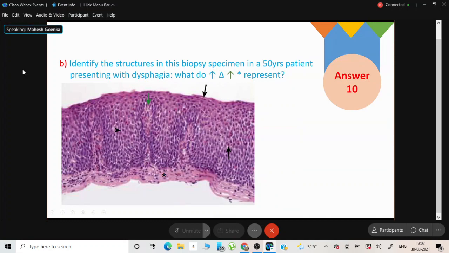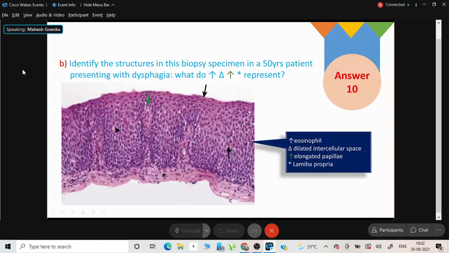Now this has 4 findings, and even if you answer, all 4 may not carry equal marks. Obviously this is a patient with eosinophilic esophagitis, and this is a picture from Schlesinger showing that these are eosinophils. This is dilated intercellular space between the cells. You can see the space is increased. This is elongated papillae, and this is lamina propria. Again, sorry for the spelling. So you identify, maybe the examiner wants you to identify only 3 of them, but the answer should be correct.